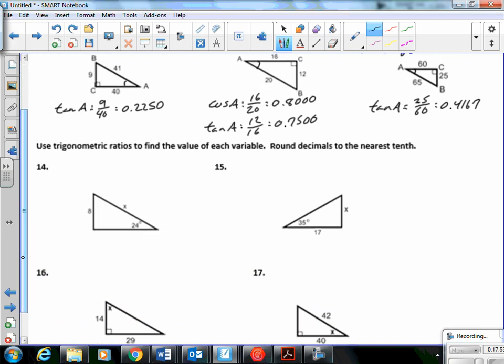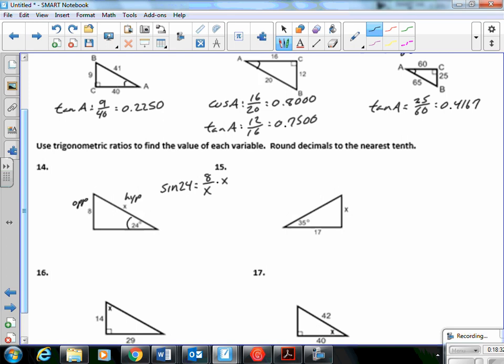So in the next group, we're solving for missing parts of the triangle. 14, they give us a 24-degree angle. They give us an 8 on the opposite side from that 24-degree angle, and x is on the hypotenuse. And so opposite and hypotenuse fits into sine. So we're going to use the sine of 24. The opposite side over the hypotenuse is what sine is equal to. So sine of 24 is going to equal the opposite side 8 over the hypotenuse of x. So now we've got it set up.